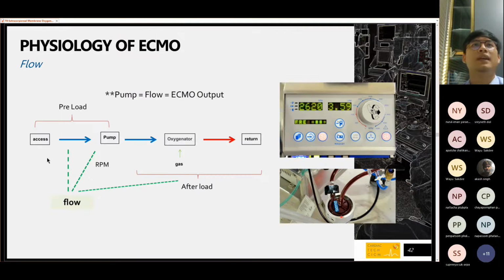All right, so go back to the centrifugal pump. I am going to talk about the flow, because the ECMO flow comes from the pump flow. If we reduce the pump flow, it reduces the cardiac output also. The flow relates to the RPM, preload, and afterload, as we discussed earlier in the previous course.